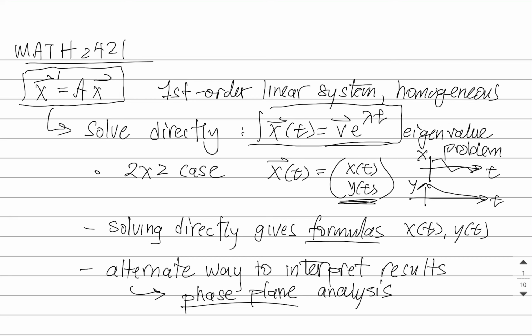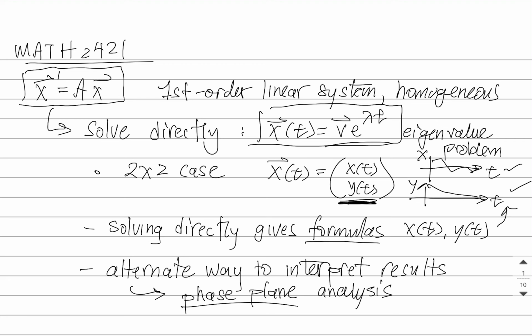So that means our solution vector has two entries that are both functions. Through the eigenvalue approach, you can come up with formulas for x of t and y of t, and you can graph them if you'd like, and that is the most information you could possibly get. So that's very informative. Now, as an alternate way to interpret these results, we're going to talk about something called the phase plane analysis for this problem.